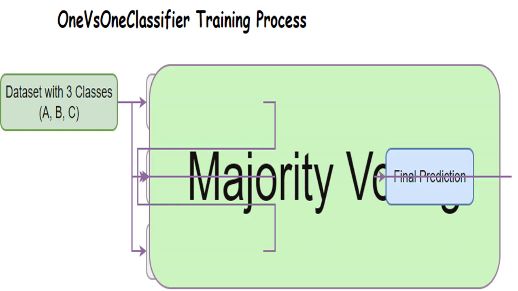After training these three binary classifiers, we have our prediction panel of experts. When presented with a new data point, each classifier casts its vote for the class it thinks is correct. The class that receives the majority of votes wins, declaring that as the final prediction. This is the magic of the majority vote mechanism. Pretty clever, huh?